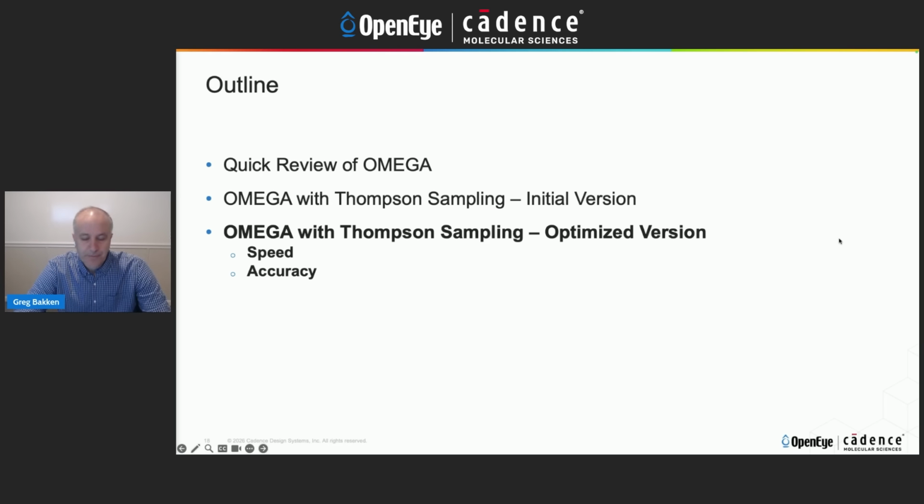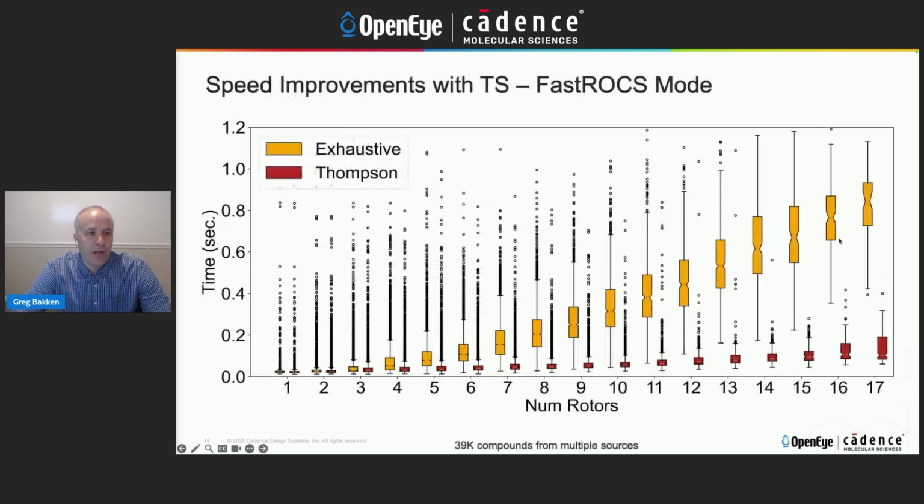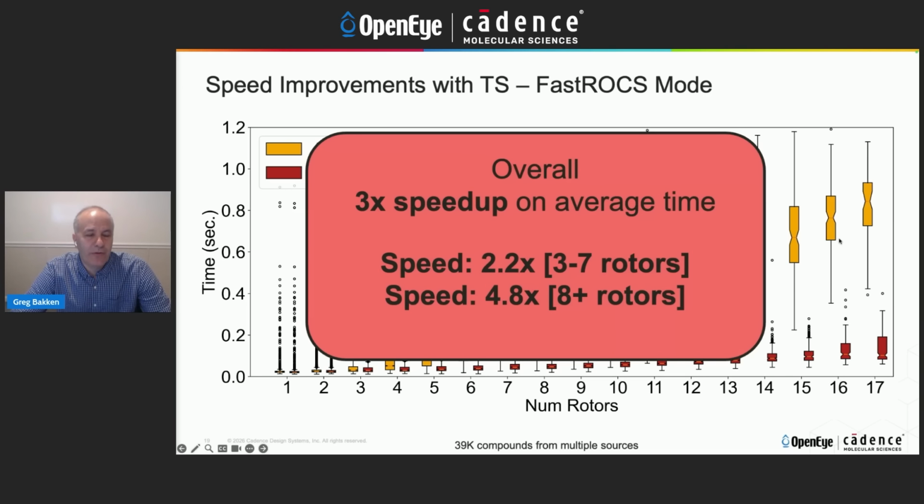So we'll start with a plot that looks very similar to what we looked at with the initial Thompson sampling implementation, where we're looking at conformational ensembles generated in FastROCS mode. And we see that relative to exhaustive sampling, this new version of Thompson sampling is giving us significant improvements in time per ensemble generation, and it's very consistent from compound to compound with the same number of rotors. More specifically, we see an overall average speed up of about 3x.